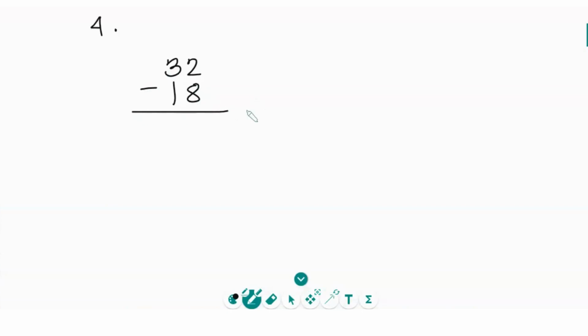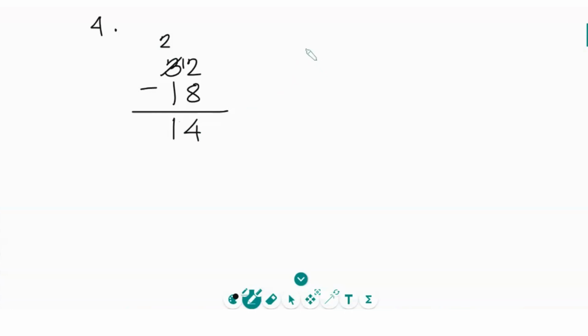Now let's go to number 4. Here in number 4, we have 32 minus 18. Again, we have 2, which is smaller than 8. So we borrow 1 from 3, and 3 becomes 2, and 2 becomes 12. So 12 minus 8, that will give us 4. And 2 minus 1, that will give us 1.